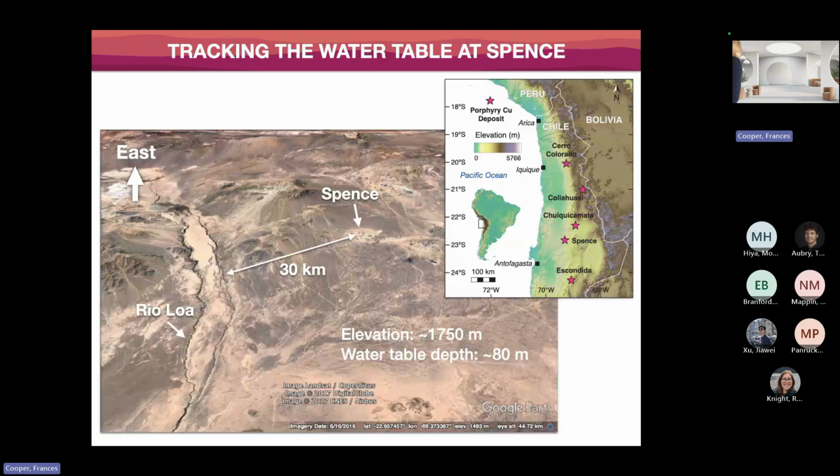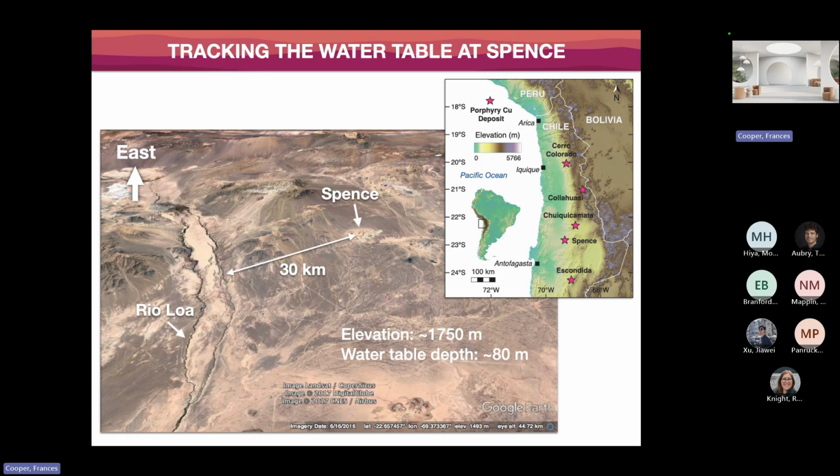So what about Spence? So Spence is in a very different location. It's out basically in the middle of a sedimentary basin. It's quite far away from the Andean mountains themselves, and it's nowhere near a river. So the nearest river, the Rio Loa, is about 30 kilometers away. And so it'd be quite hard to argue that any kind of incision or base level of that river is directly affecting Spence. And Spence is at an elevation of about 1,750 meters and a water table depth of about 80 meters versus 200 meters at Cerro Colorado.